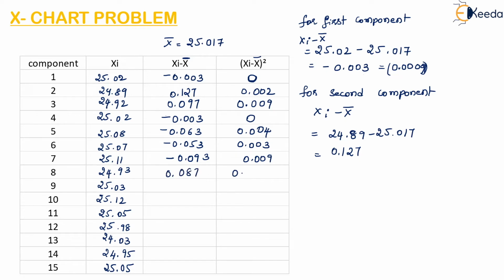0.087, that is 0.008. Now here minus 0.013. So again you will get a 000 value after the point. So we will write it as 0 here. Then minus 0.103, that is 0.01.